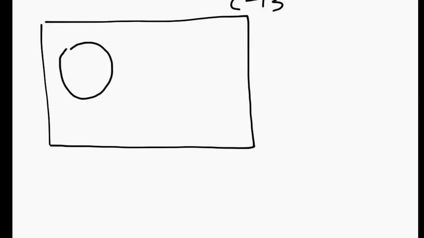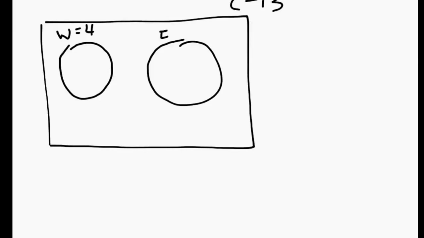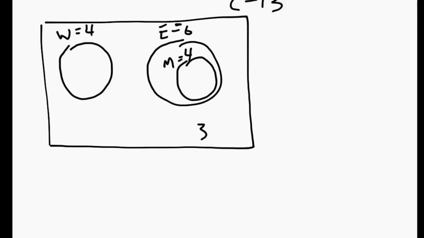Then what we do is we'll say our western provinces had 4, and then often we'll show our eastern provinces having 6, and then within the eastern we had the Maritimes. There were 4 of those as well. And then we just had our 3 territories that were on the outside, so we can just show a 3 like that.